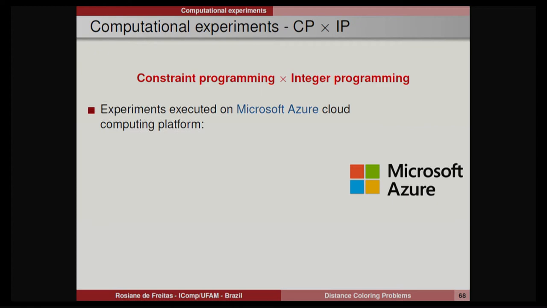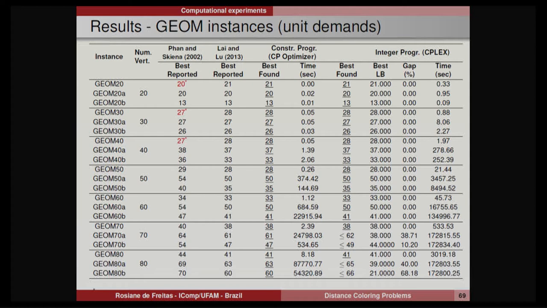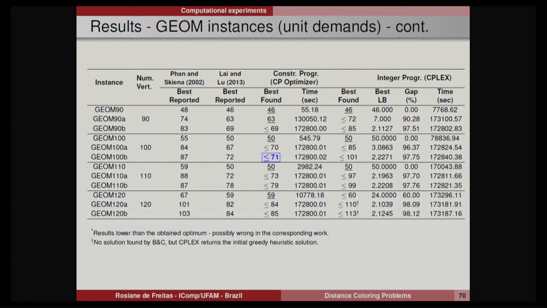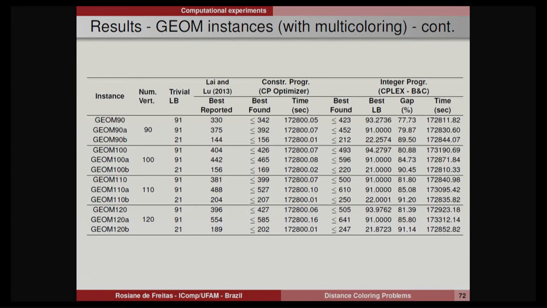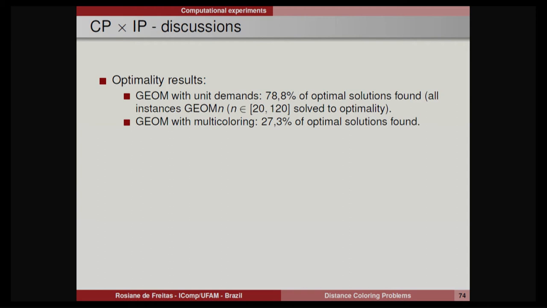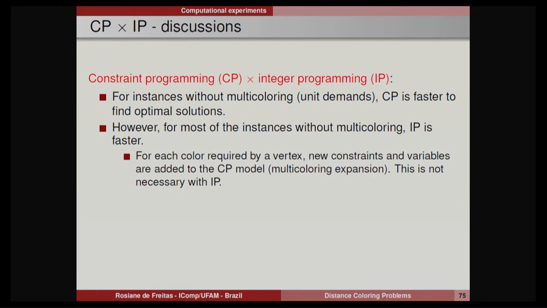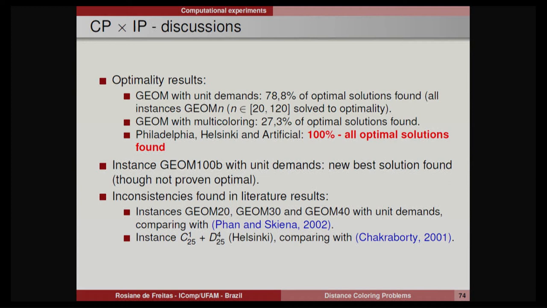We also applied a cloud computing platform, but it's not important. And we got optimal results for several of the instances, proved the optimality, achieved better upper bounds, and summarized. For the Geom instances, which are harder than the city instances, we achieved this result, up to 80%. For the city instances, we solved all of them.